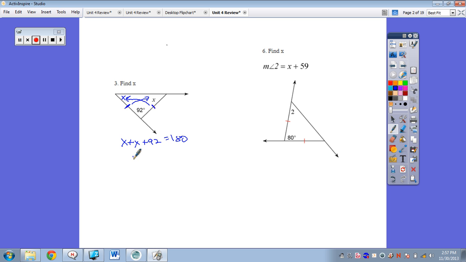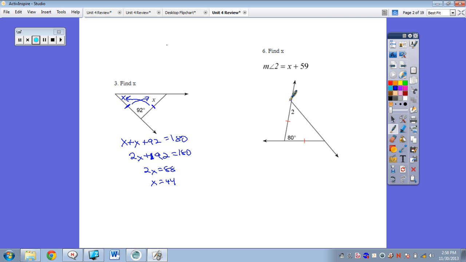I'm going to combine like terms. 2x plus 92 equals 180. So 180 take away 92 is 88. 2x equals 88. Divide by 2, x equals 44.